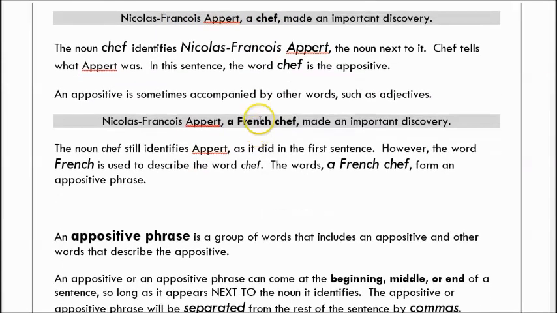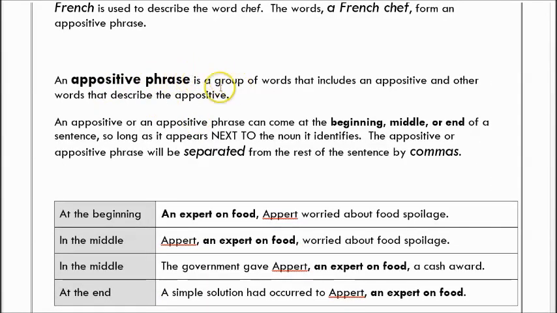Okay? Sometimes an appositive will have its own set of modifiers with it, such as in this case: Nicolas Francois Appert, a French chef, made an important discovery. We've added the word French, which is a proper adjective, modifying chef, and then the whole phrase modifies the noun, the person Nicolas Francois Appert. Okay, that's when we get into an appositive phrase. It includes the appositive as well as the words that describe the appositive.